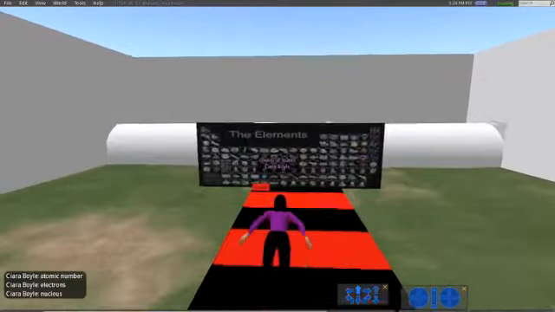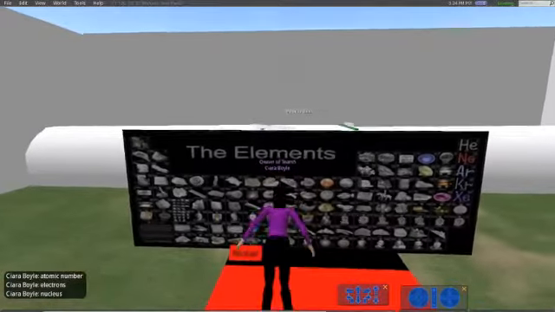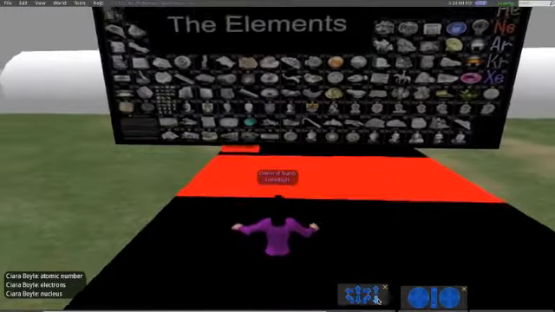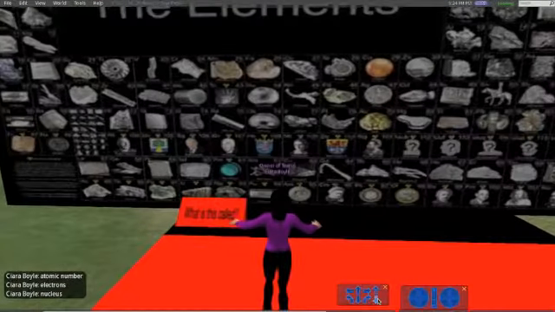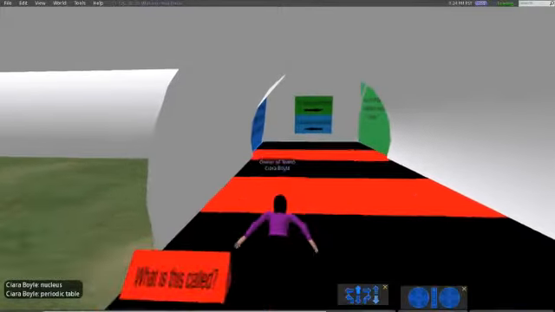Next, we come to the periodic table, which is the cornerstone of chemistry. So as a group, we felt we needed to include it. The students name the table and proceed to a T-junction, which is split between ionic and covalent bonding.